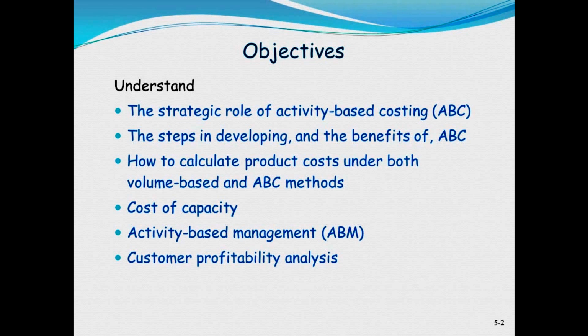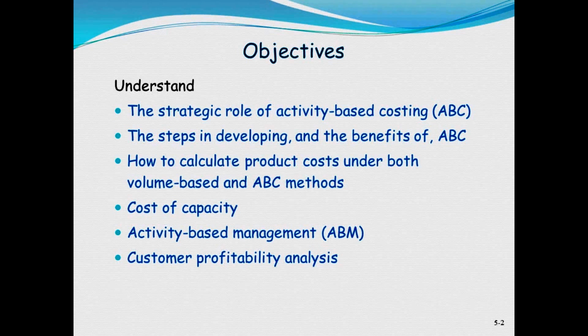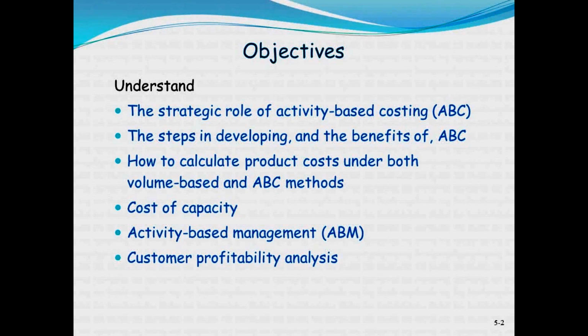So we'll talk about the strategic role of activity-based costing, ABC, the steps in developing it, and the benefits of an activity-based cost system. We'll go through an example where you calculate a product cost under volume-based and activity-based methods, and you'll see that you might get different overhead assignments and therefore maybe make different strategic decisions. The example we use is meant to give us different results.